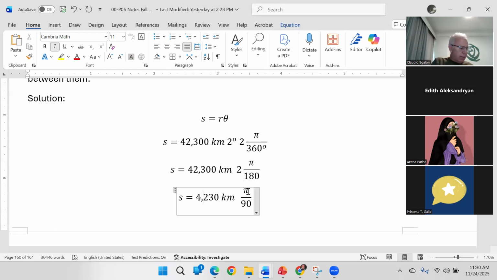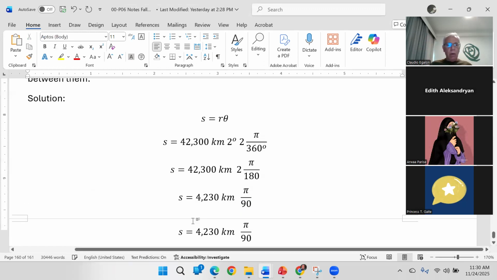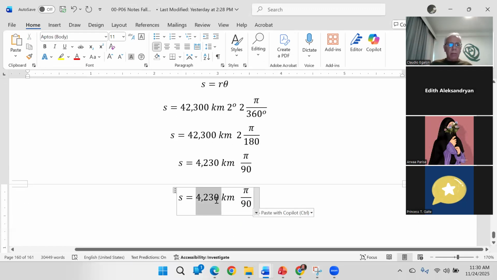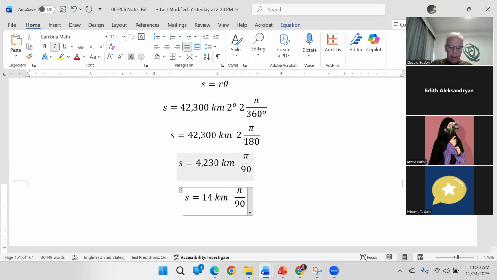So let me do that exactly in my calculator. 4,230 divided by 90 times pi. Okay, I'm getting 147 kilometers only. It's a very small angle. So I'm not surprised that we are getting this small number, 147.7 kilometers.